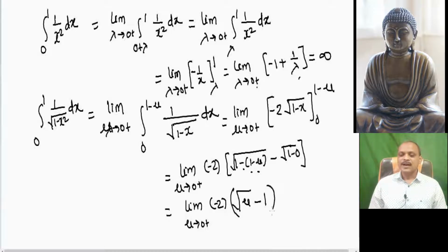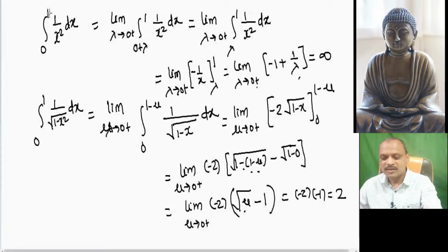As mu tends to 0, this root term will be 0 and we get minus 2 into minus 1 equal to 2. This is a finite term, and therefore the limit of this exists, and hence the value of this integral is 2.